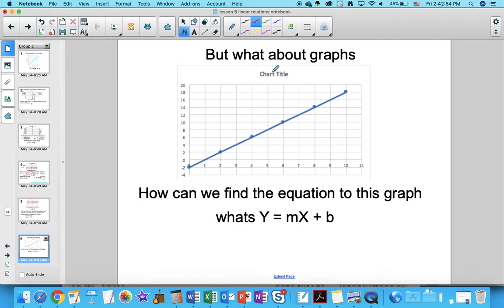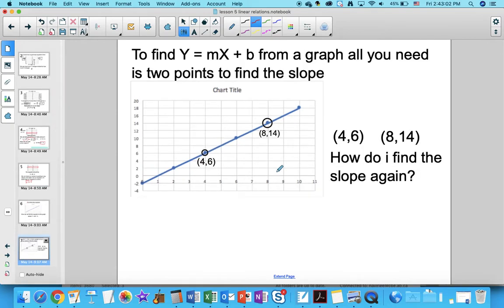How do I do it on a graph, though? How do I get this equation from the graph? Well, first off, remember, to find the slope of a graph, you take any 2 points, right? You can use any 2 points to find the slope of a graph. So here, I'm using this point, skipping this point, using this point. So I'm using these 2 points. How do I find the slope again?